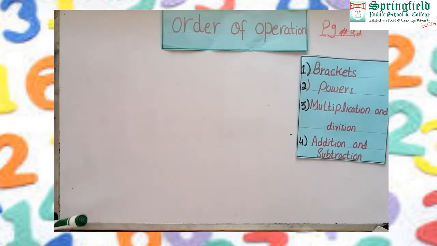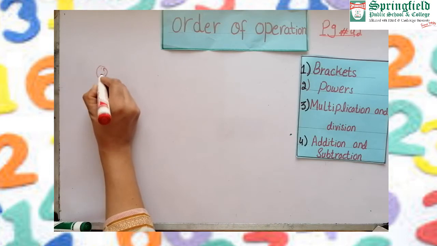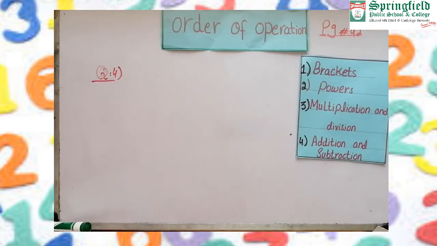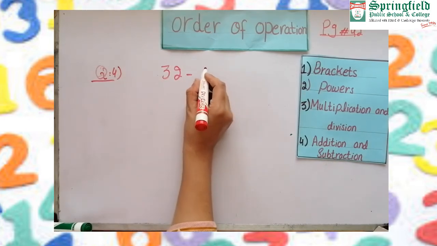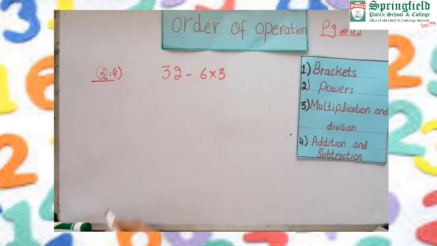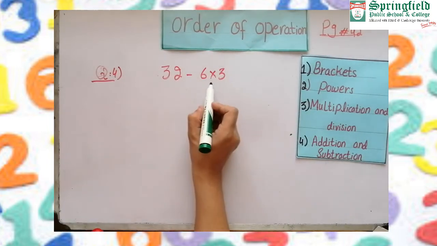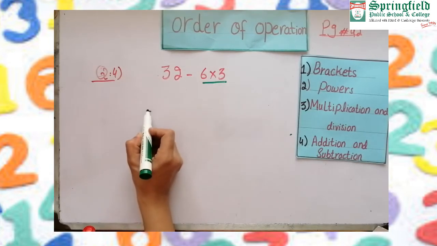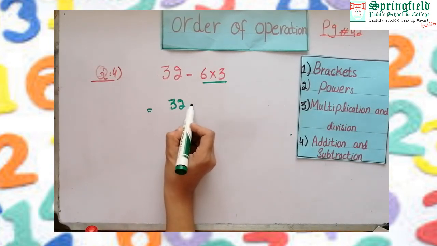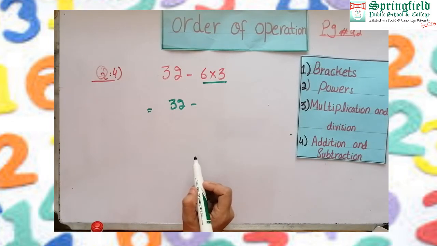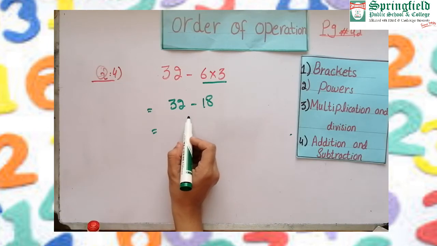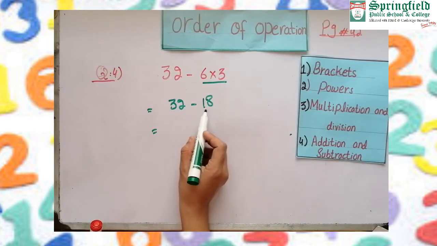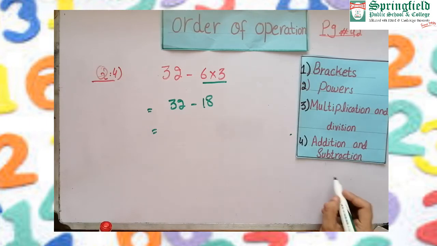So look at the board now. Question 4: 32 minus 6 multiply 3. So in this type of expression, first we will solve multiplication. 32 we will write the same, 6 multiply 3, 18, 6 3s are 18, and then at the end in the second step we will subtract 18 from 32. So what will be the answer?